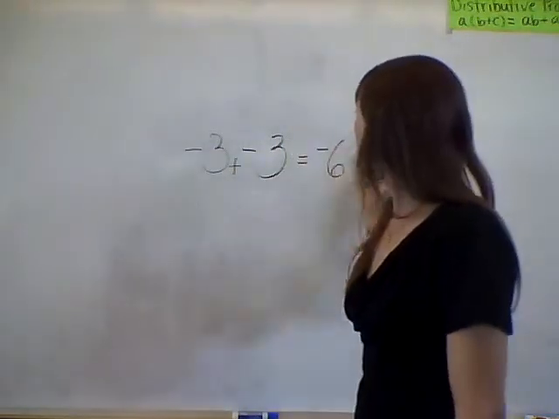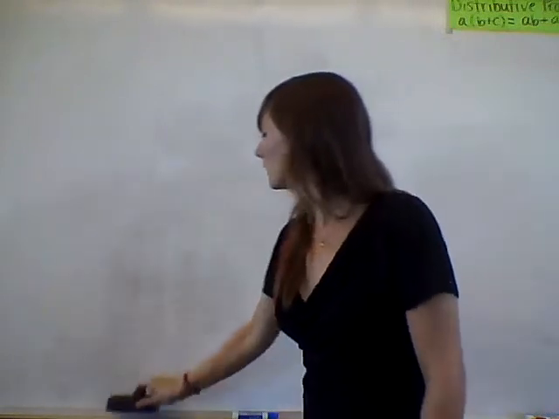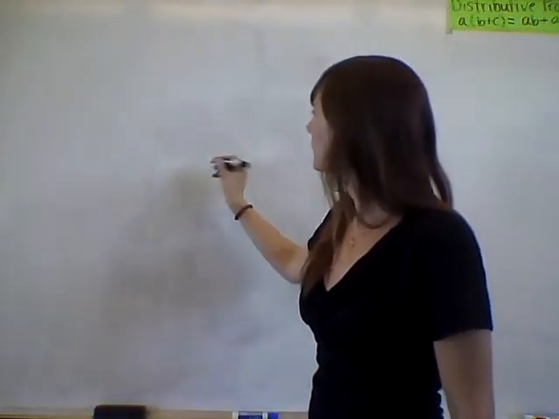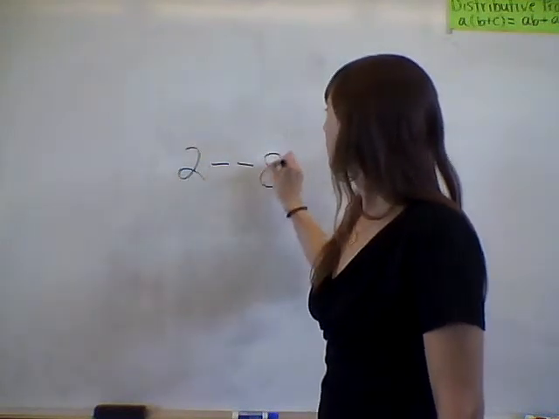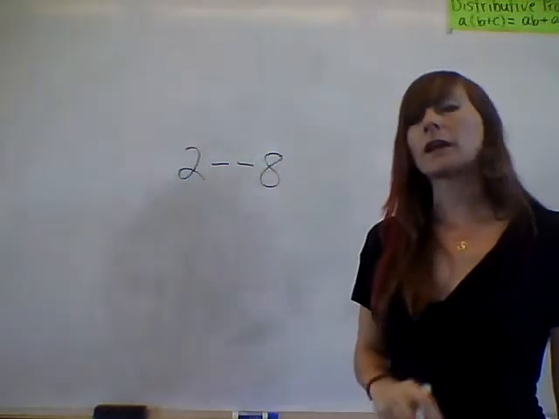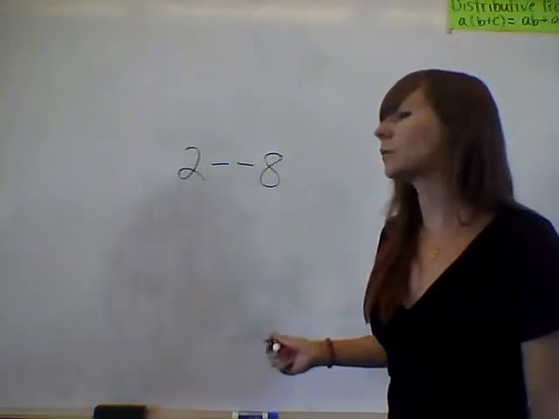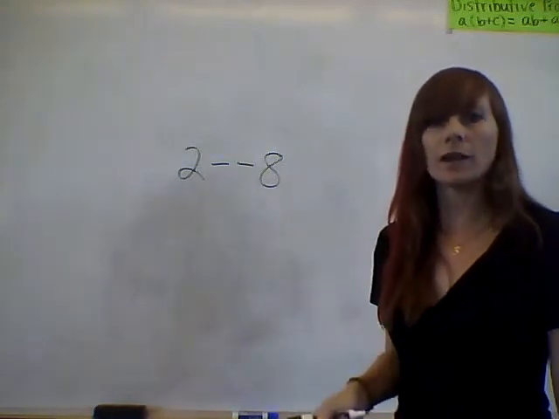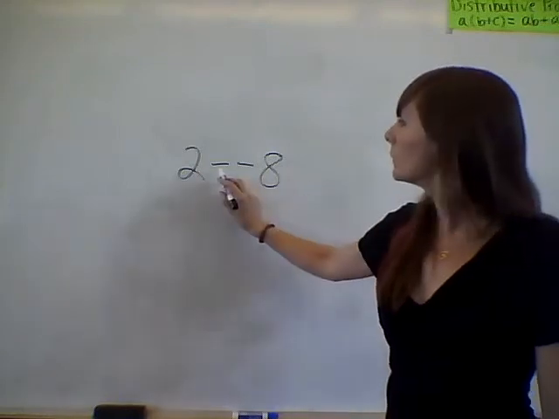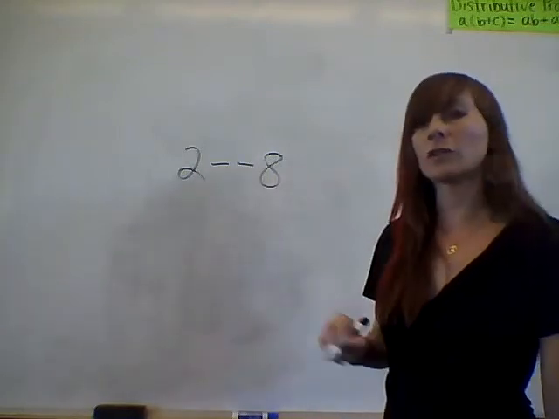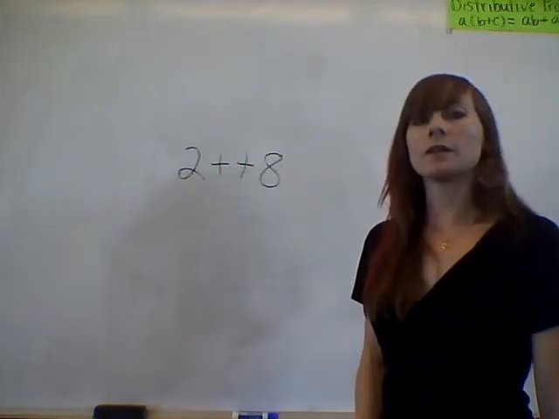The other way that you're going to see subtracting integers is like this. 2 minus negative 8. To add the opposite here, whenever you're subtracting integers, you're always going to add the opposite, one way or another. You're going to add one plus sign or two. When you see a minus and negative, you add the opposite like that.